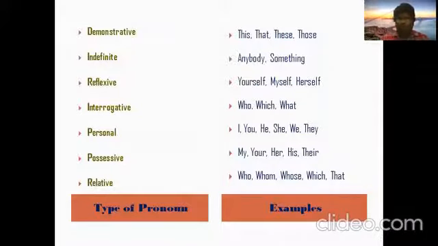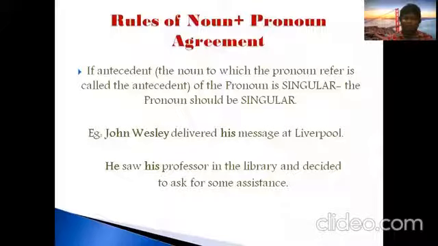And the next one is here: rules of pronoun, rules of noun and pronoun agreement. Let's see. What is this antecedent? I gave the discussion over here. Just go through it. A noun to which the pronoun refers is called an antecedent. So this is the noun, and this noun is being referred to by its pronoun. A noun to which the pronoun refers is called an antecedent. Right? Clear?